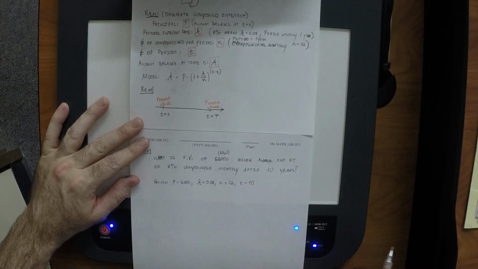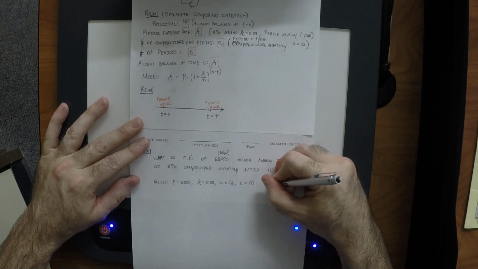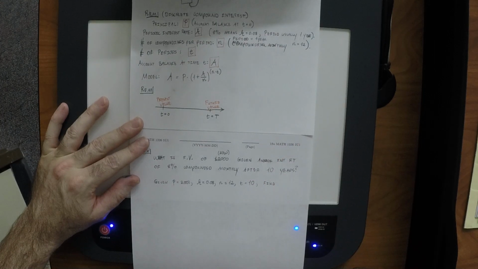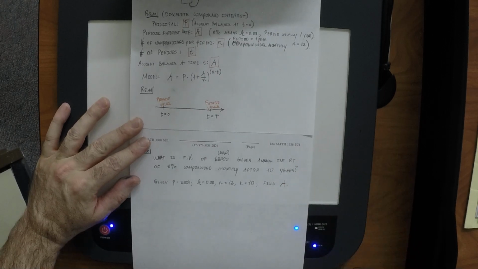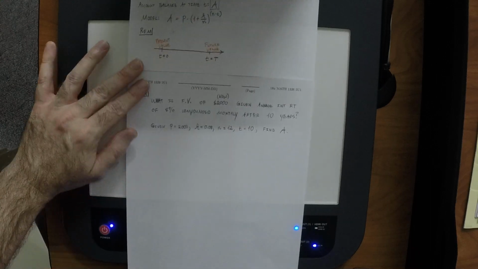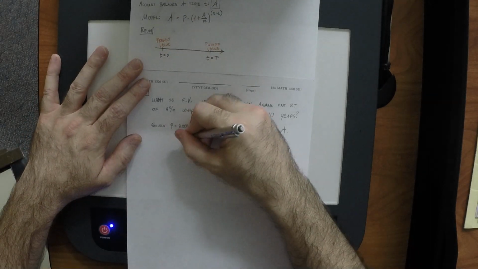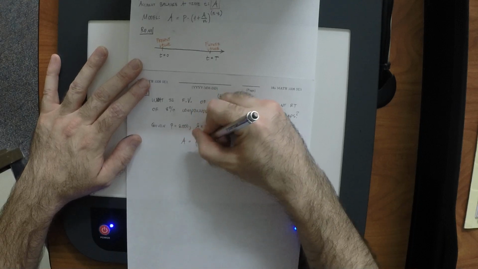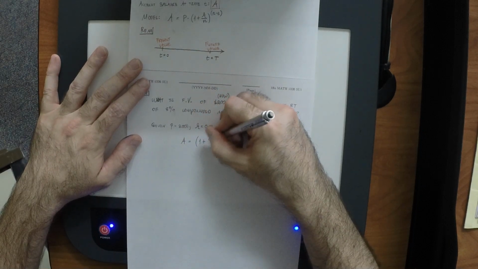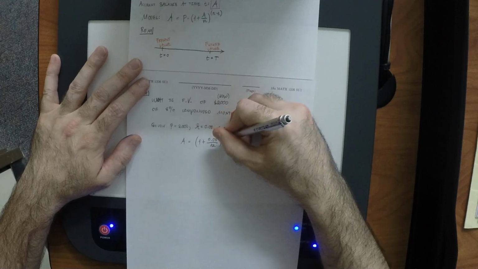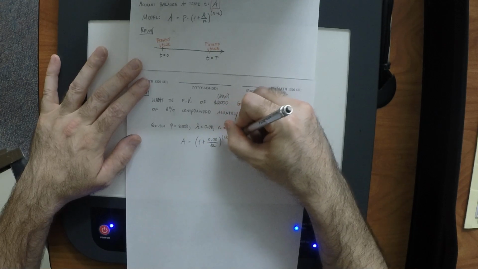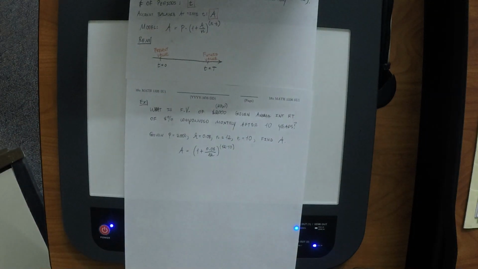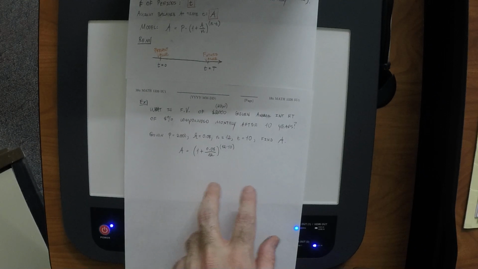So given those four, find what? Find A. Okay. Well, then the answer is, you just plug all this stuff in. 1 plus 0.08 over 12 to exponent 12 multiplied by 10. So that's just some calculator thing there. Oops. I flubbed something. Can you see what I missed? The 2,000, right? Okay.